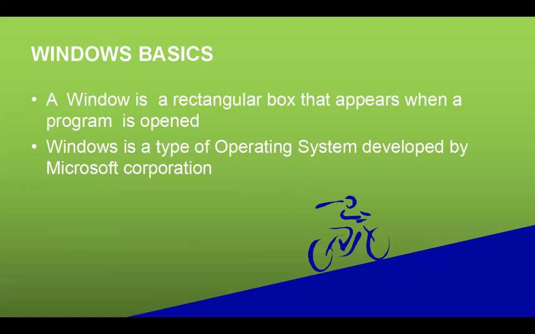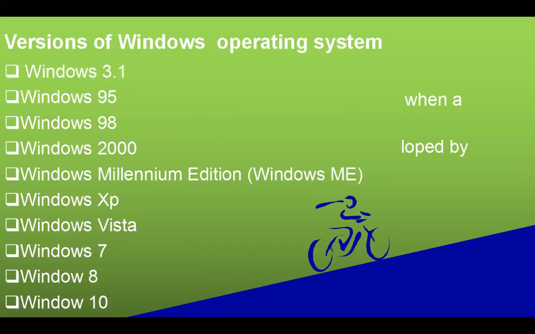Moving on, let's see the window basics. A window is a rectangular box that appears when a program is open. So when you switch on your computer, that rectangular box that appears on your screen is what is called a window. Windows is a type of operating system that is developed by Microsoft. Here are examples of versions of the Windows operating system.